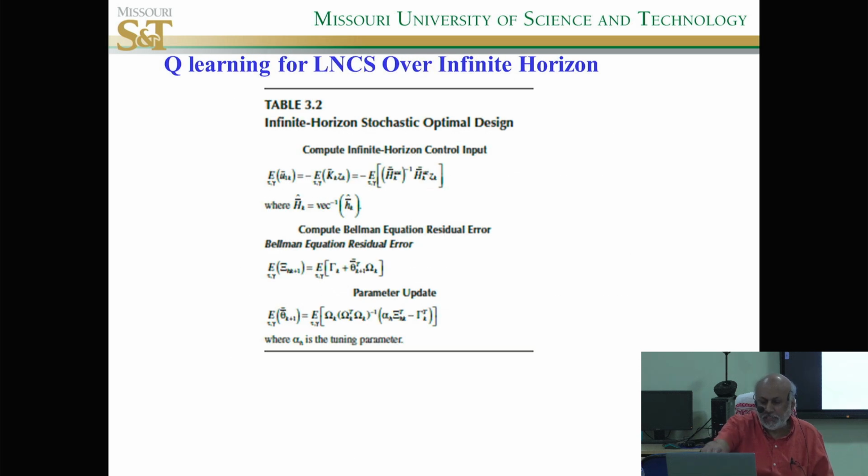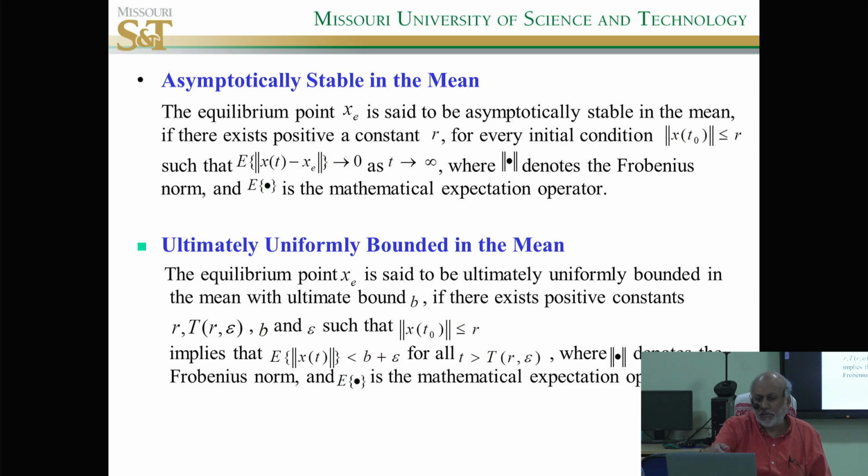Okay, so here is the update law, or the table, which essentially shows the optimal control policy in terms of H. Then you compute the Bellman error, and you compute the parameter estimate, and then you go back as k becomes k plus 1 and so forth. So asymptotically stable in the mean.